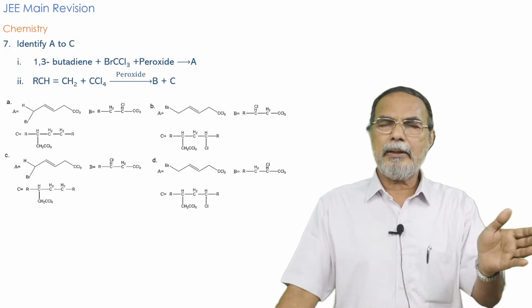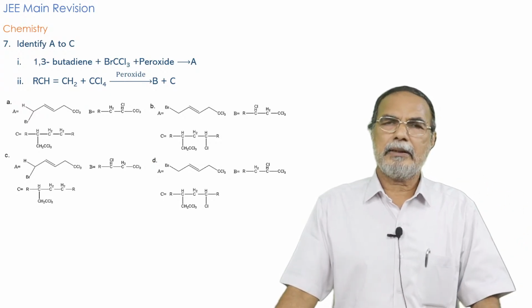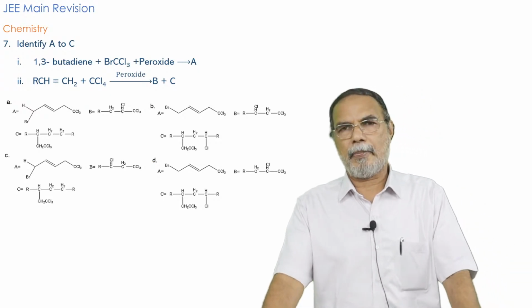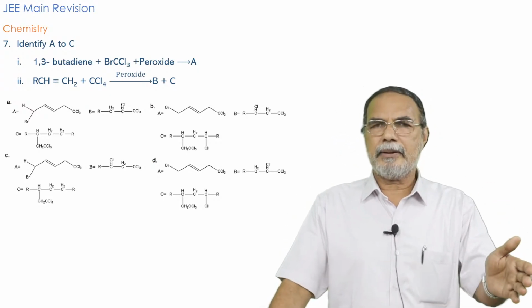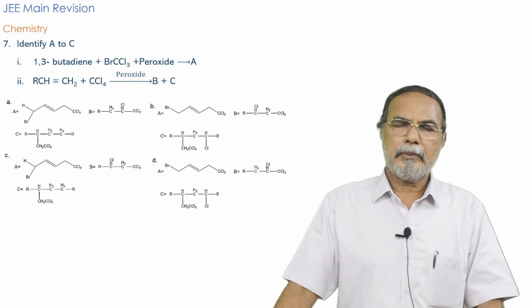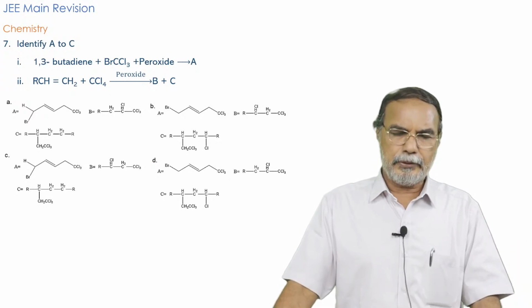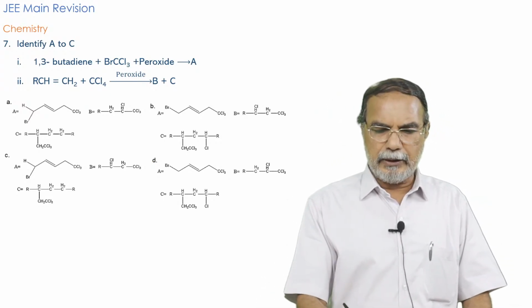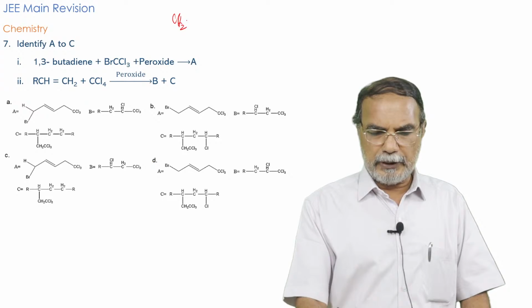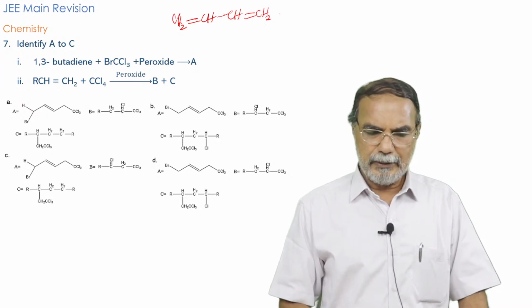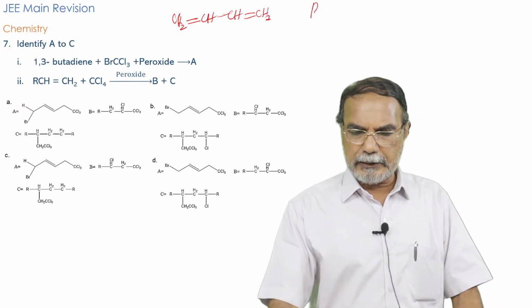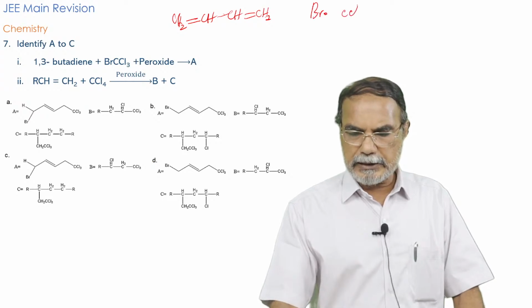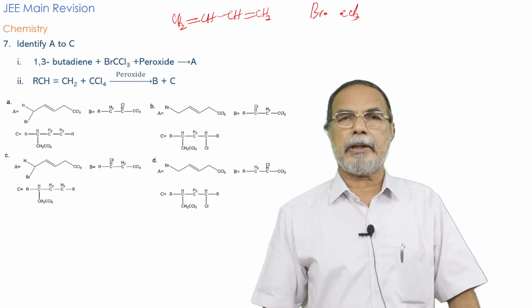So addition in the presence of peroxides are free radical additions. The peroxide will generate the free radical from the adding molecule to the unsaturated molecule. In the first case, it is 1,3-butadiene, CH2=CH-CH=CH2, and the peroxide will generate the radicals Br dot and CCl3 dot. These are the radicals generated.